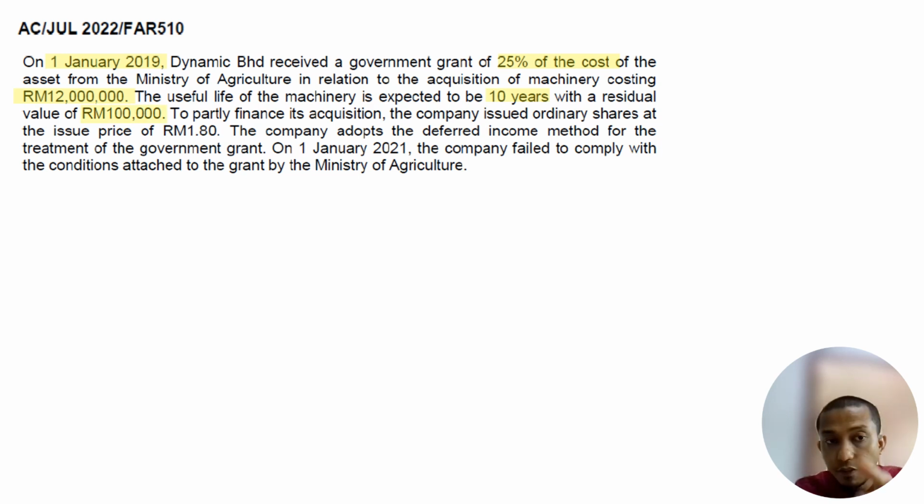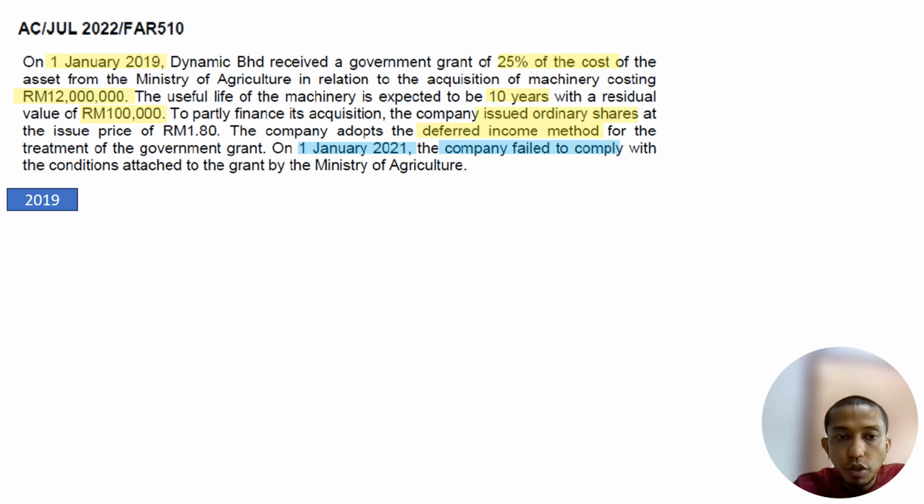So they have a residual value, meaning that when you want to calculate depreciation, don't forget to minus the residual value. To partly finance the acquisition, the company issued ordinary shares at the price of 1.8 ringgit. This one we don't have to take too seriously, but never mind, we just proceed first. The company adopts a deferred income method. So on 1st of January 2021, the company failed to comply with the condition attached to the grant by the Ministry of Agriculture, so it is unable to fulfill it.